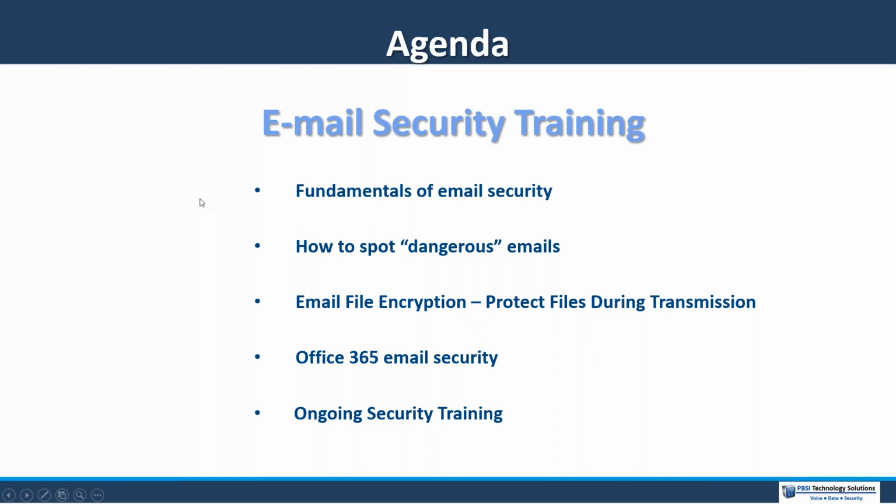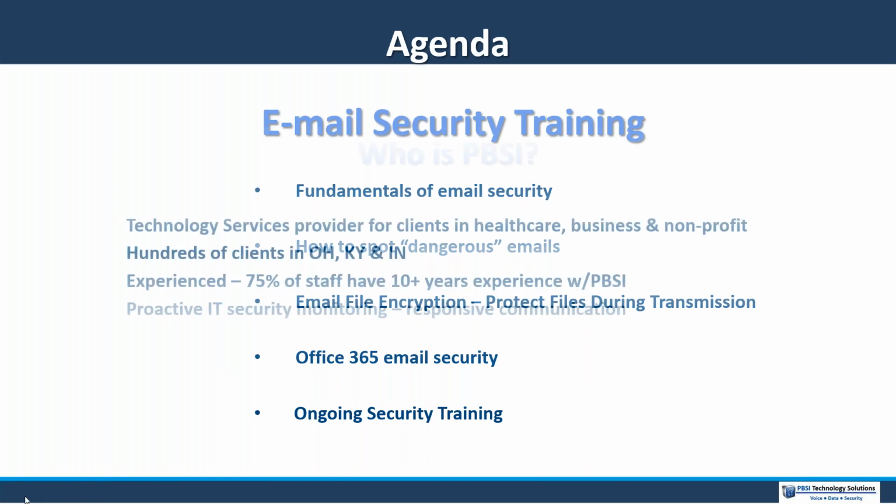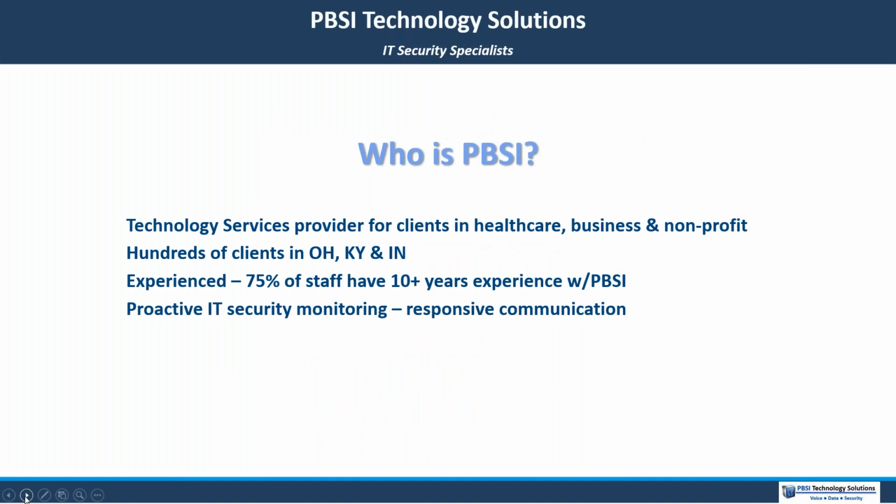So we're going to talk about the fundamentals of email security, how to spot dangerous emails. We've got some really good content, some examples and specifics. We'll talk about protecting email with file encryption, when it's important. We'll talk about a tool that is really a fantastic option, a $2 a month tool from Microsoft that provides real security in email, and then an option for ongoing security training.